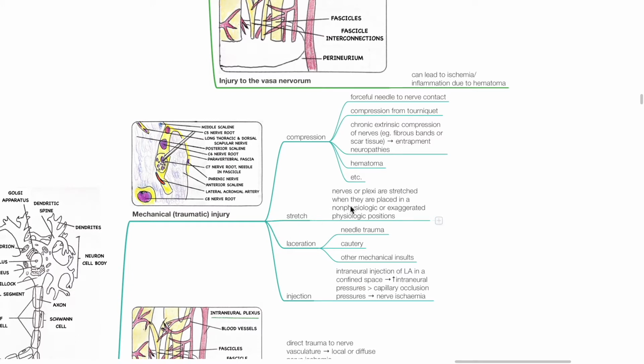Nerves or plexi are stretched when they are placed in non-physiologic or exaggerated physiologic positions. Nerve laceration can occur by needle trauma, cautery, or other mechanical insults. Injection injury occurs when intraneural injection of LA occurs in a confined space. This increases intraneural pressures, which may exceed capillary occlusion pressures, resulting in nerve ischemia.